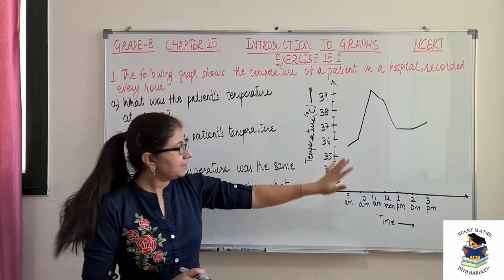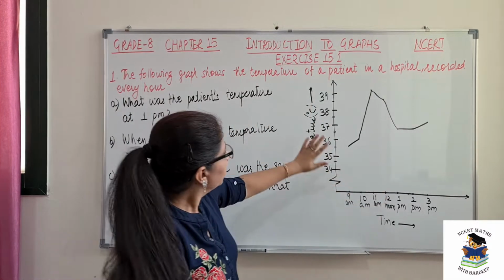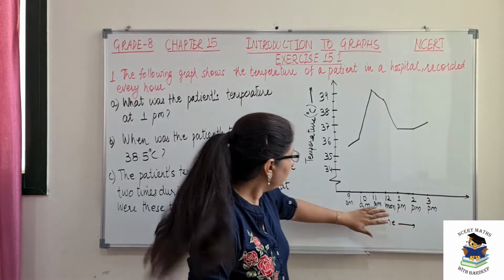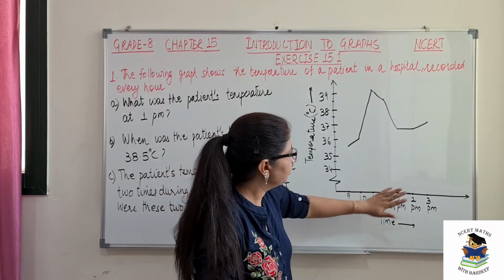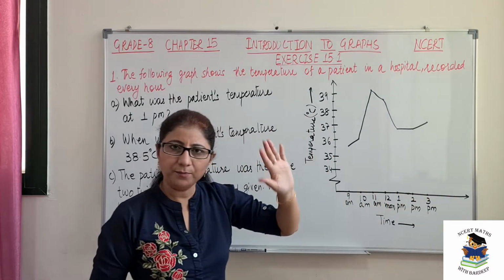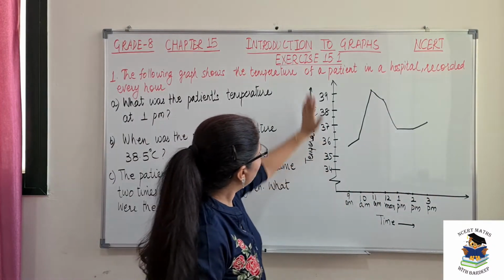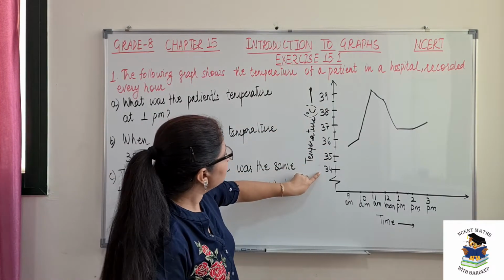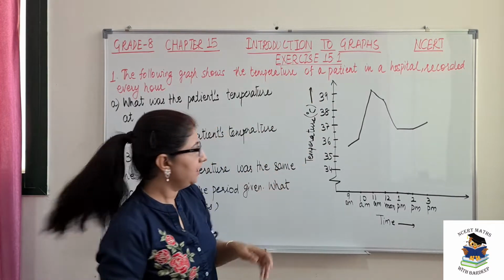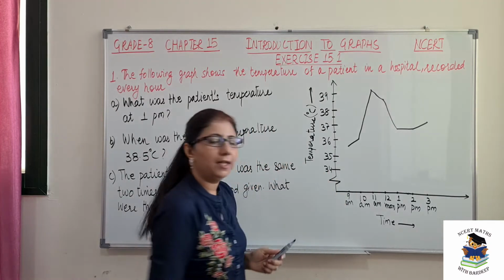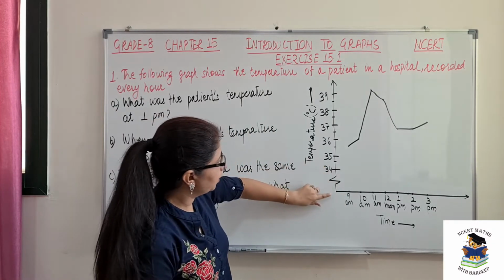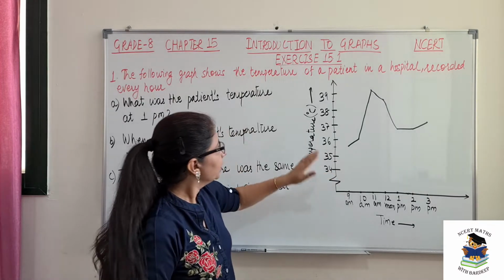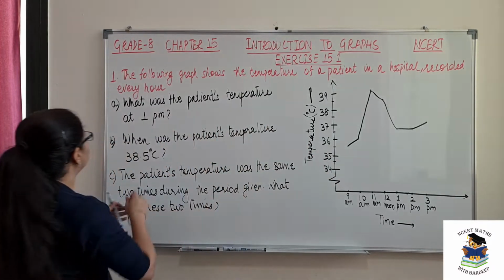First of all, let us see what is given in the graph. So in this graph, on x-axis time is being recorded, that is 9 a.m. to 3 p.m. the patient's temperature has been recorded, and on y-axis this temperature is given. Okay, it starts from 34 till 39. See, this kink or jagged line shows that this graph is broken. We have not included the values from 0 to 34. So now let's see what is our first part.